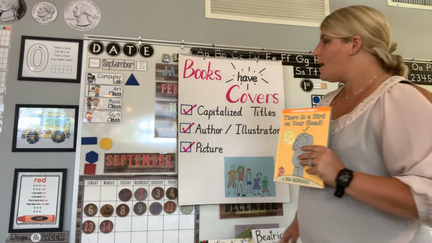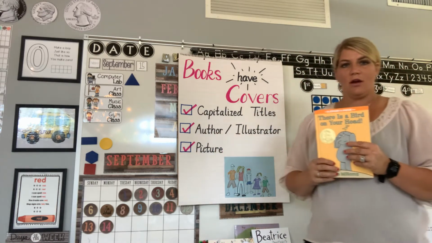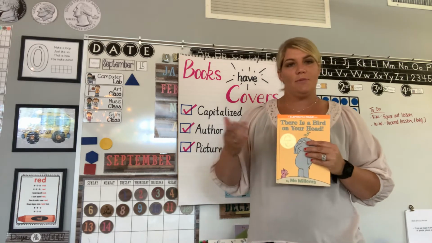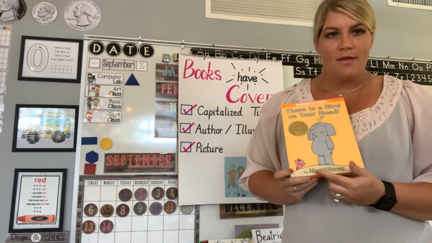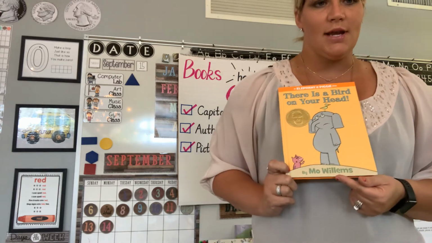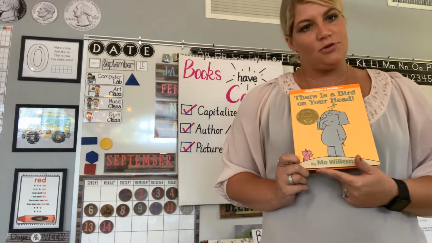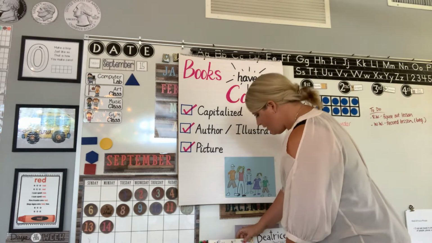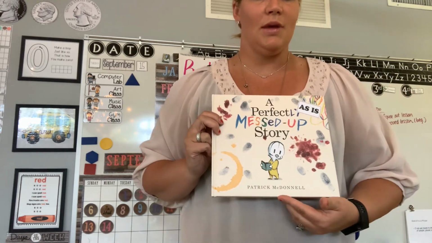Okay. Another thing that a book cover has is an author and illustrator. You work so hard on all those books that you want other people to know who did it. So let's take a look. This one's by Mo Willems, and since it doesn't say author and illustrator, we assume that he did both. Okay. Another example, this says Patrick McDonnell.